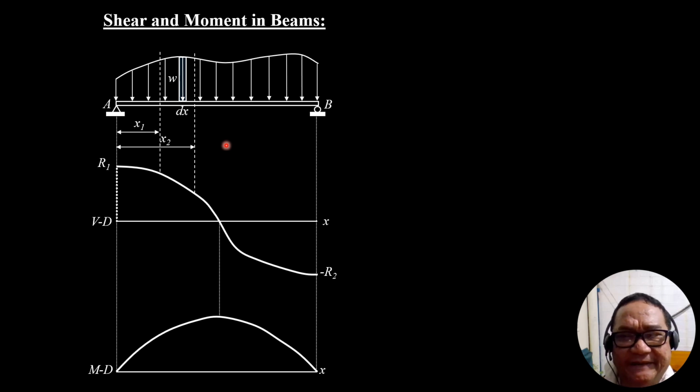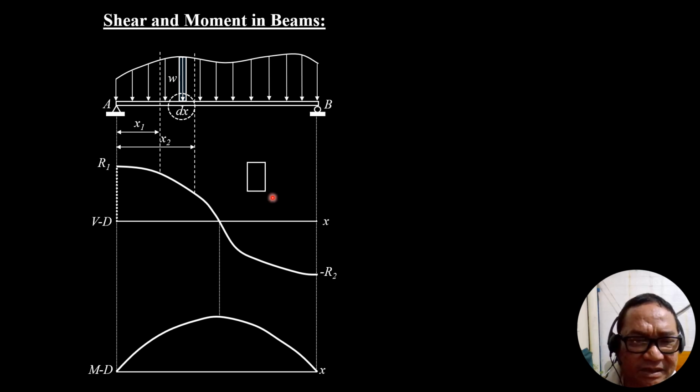Remember, then we have to consider and magnify this part of the beam there, and let's analyze the internal forces on that beam.